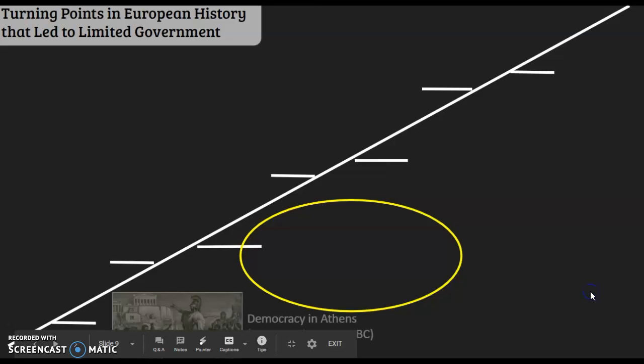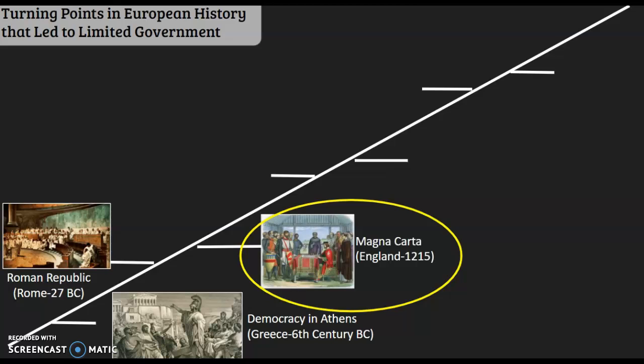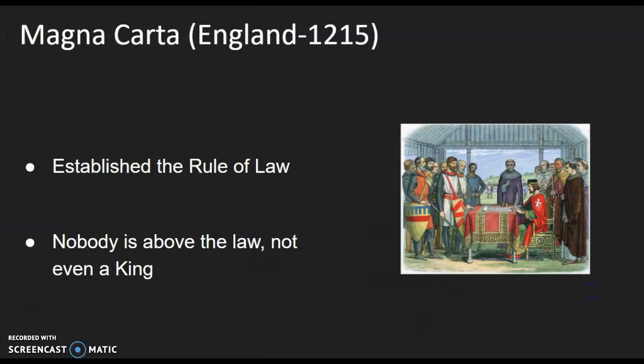The next one we're going to look at, so we've done Athens, we've done Rome. Now we're looking at the Magna Carta, which was signed in England in 1215. What's important about the Magna Carta is it establishes the rule of law. Basically what that means is nobody is above the law, not even the king.